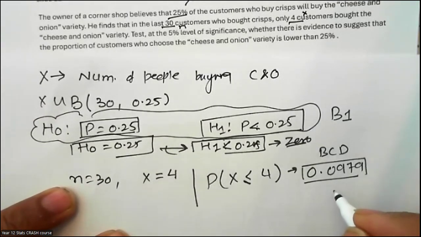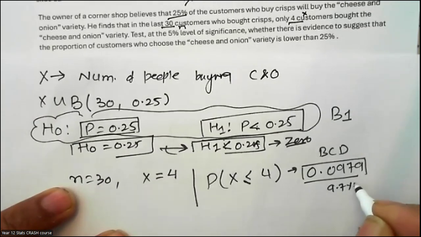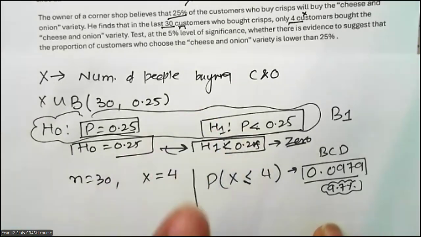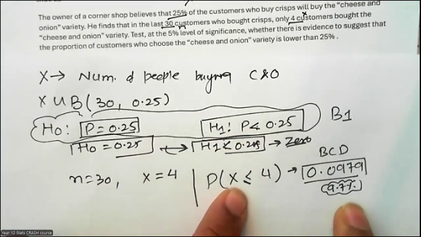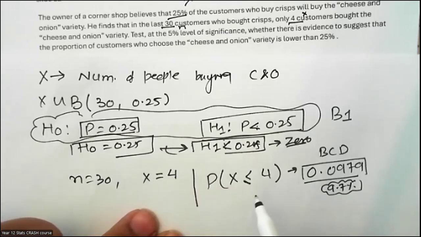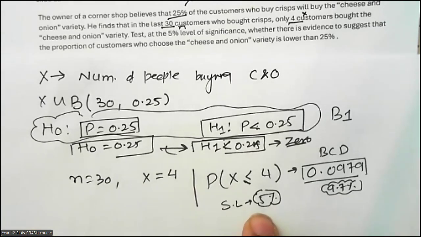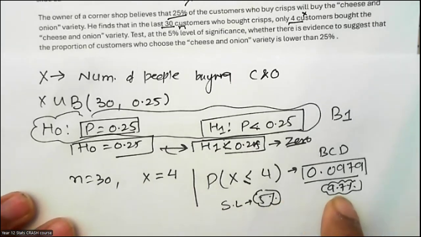Understand it now. So that means this is 9.7%. Okay, that means the probability of this happening, that 4 or fewer people buy cheese and onion crisps, was 9.7%. We set a boundary for ourselves: the significance level was 5%. We thought if it's less than 5%, then we will take notice of that test. If it's more than 5%, we'll say it's not a big deal. There was a 9.7% chance of this happening. It's happened, so it's okay.